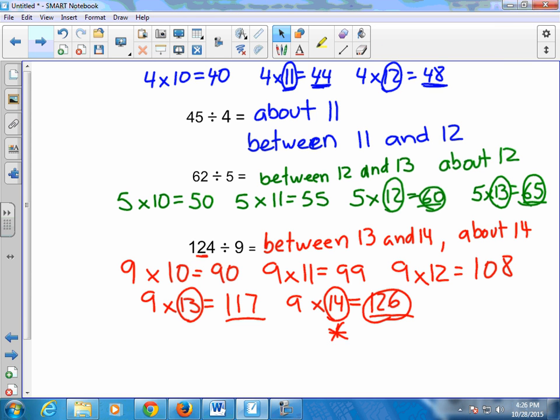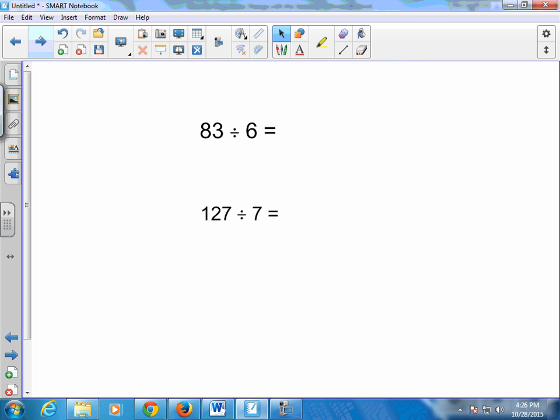Okay, I hope that you understand. If you don't, please rewind the video and watch it again, because that's what we're going to be doing tomorrow. For home learning, please try to do it. Always try your best. Try to find the quotient or estimate the quotient of 83 divided by 6 and 127 divided by 7. Until next time, bye-bye.